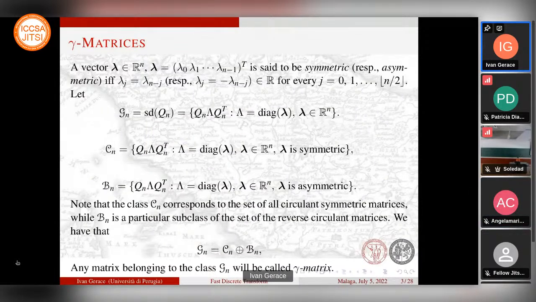Moreover, we define as Cn a subclass of these matrices that has the property that the vector of the eigenvalues is symmetric. Another subclass of this class is Bn, that has the property that the eigenvalues of the matrix are asymmetric. It's possible to prove that Cn corresponds to the set of all symmetric circulant matrices, while Bn is a subclass of the set of reverse circulant matrices. It's possible to prove that Gn is the direct sum of these two classes, and we will call a matrix a gamma matrix if this matrix belongs to the class Gn.